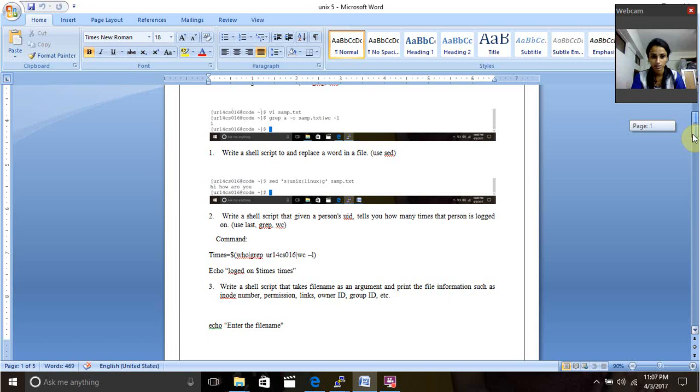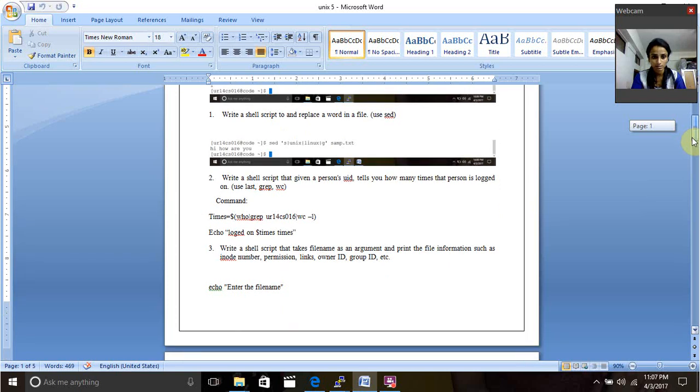The next question is to write a shell script that will give a person's UID and tell how many times that person has logged on. So for this I'm going to use the grep and wc commands. The command is who | grep UR14CS016 | wc -l, equal to logged on $times, so many times.